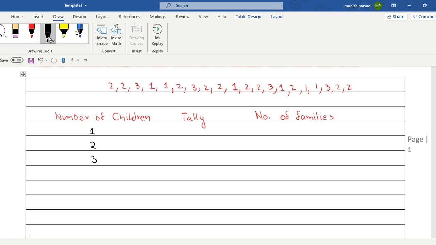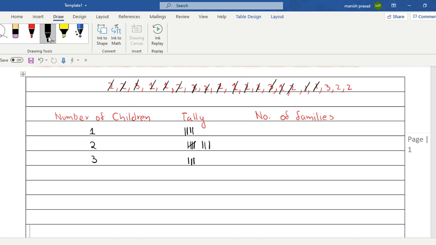Now you know how people do the tally mark. They count from here first. I look at 2, I put a line, I look at 2, another line, then we have a 3, here goes the line, 1, here goes the line, 1, here goes the line, 2, here goes the line, 3 is here, then 2, 2, 1, and see, the fifth line always goes across. So it becomes a block of 5. Then 1, 2, 2, gone. Then a 3, gone. 1 and 2, 1 is out here, 2 is here.